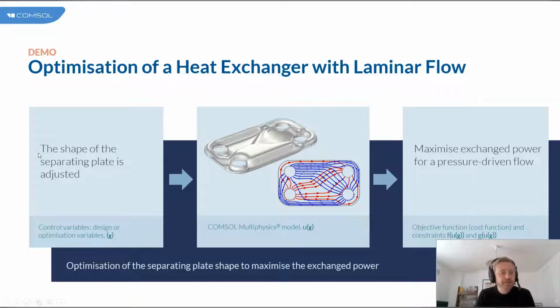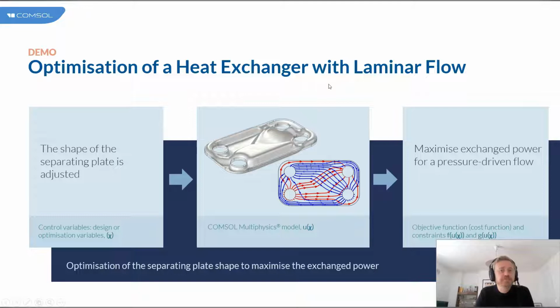The control variables in this case are going to be associated with changing the shape of the plate, which separates the high and low temperature channels. So we're going to allow the optimization solver to essentially come up with the most efficient shape of this surface that splits the high temperature channel from the low temperature channel.